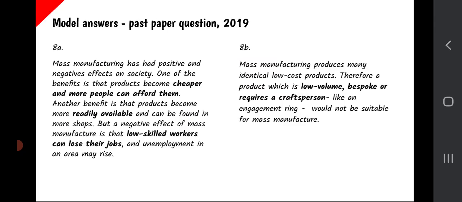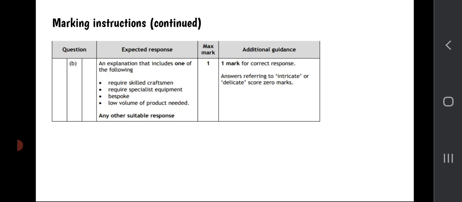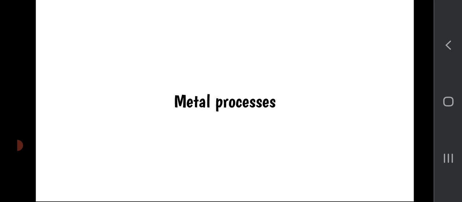Got some past paper questions here, which you can pause the video for, along with some model answers about how you answer these sorts of questions. And we'll just skip past these and move on to take a look at metal processes.